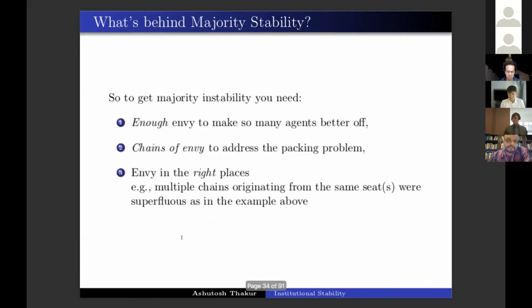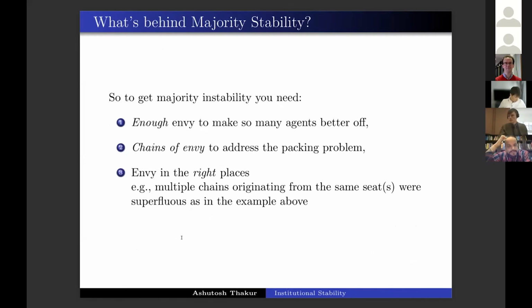majority stability. So if you're going to get majority instability, not only do you need enough envy, you need enough people to be envious of each other's positions. You need these chains of envy to address this fundamental packing problem. And envy needs to be in all the right places. If you have multiple chains originating from the same agent, this is going to be superfluous, right?